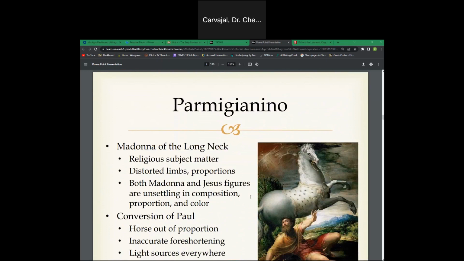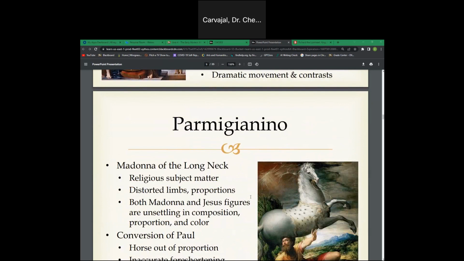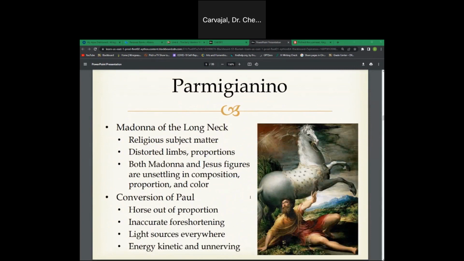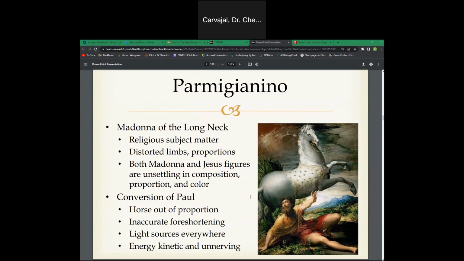Let me look. And this is another painting by Parmigianino. This is an Italian painter, but he is absolutely painting in that dramatic, weird Mannerist style. So he did Madonna of the Long Neck. But then this is the Conversion of Paul. Now, Paul was Saul of Tarsus. He actually persecuted Christians. He was a Pharisee until he was blinded on the road to Damascus. And then he got his sight back and converted to Christianity. Well, this is that moment when he goes blind, I guess, and falls from his horse or whatever.